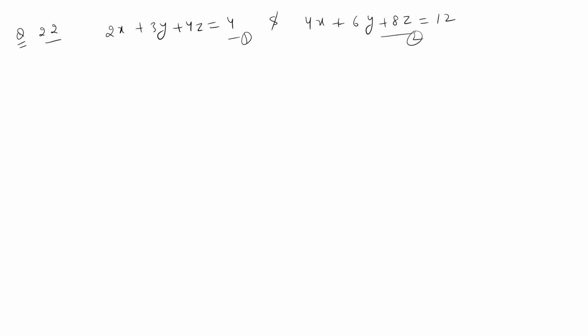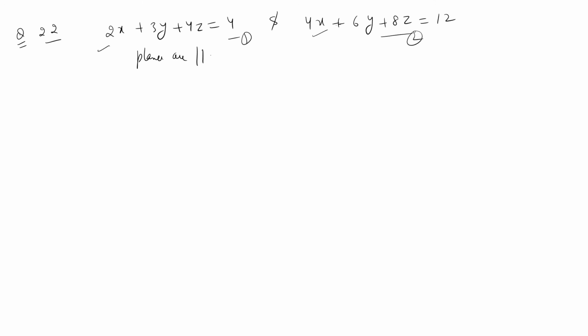Question number 22. Find the distance between two planes. Distance between the planes 2x plus 3y plus 4z is equal to 4, and 4x plus 6y plus 8z is equal to 12. Right? So see these two planes, you can find that both these planes are parallel planes. Look at the coefficients 2x, 4x, the direction ratios are proportional. So these planes are parallel. Okay, so you can see that the planes are parallel here.